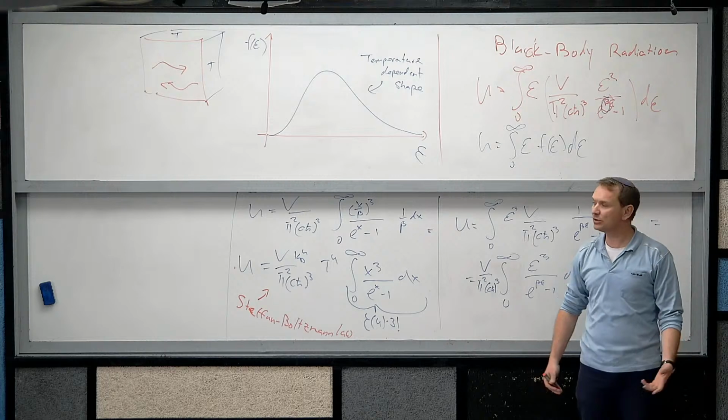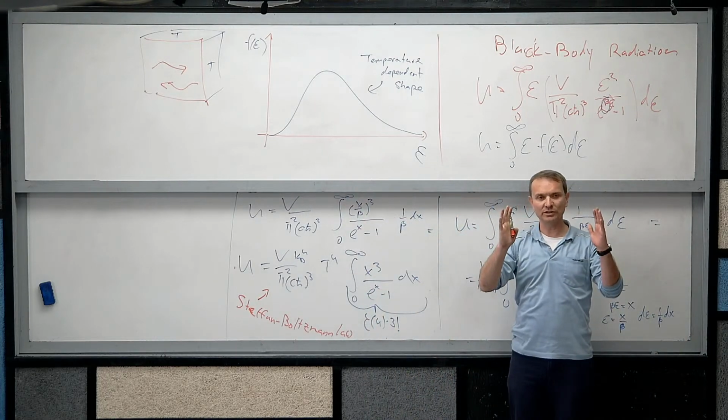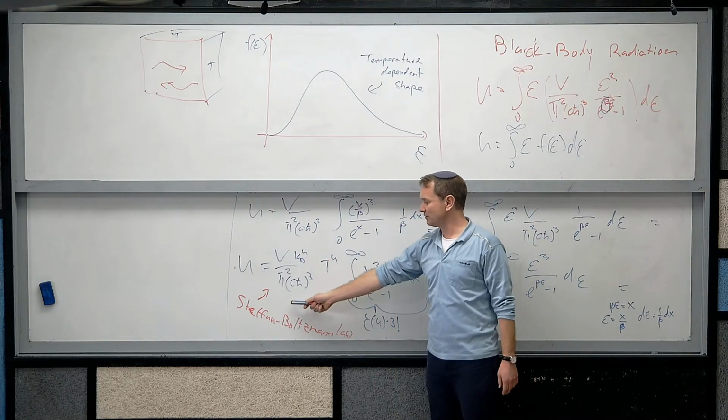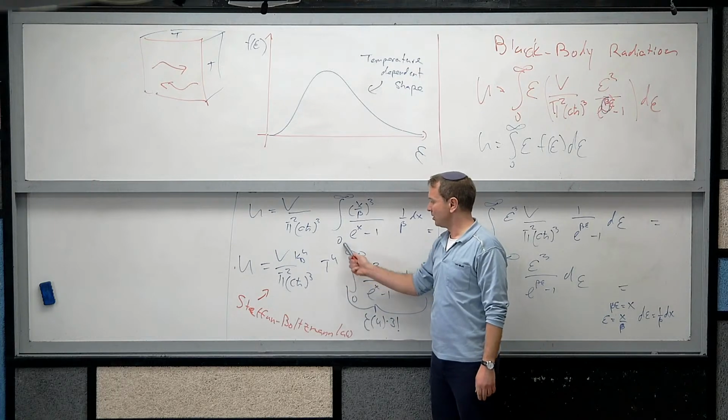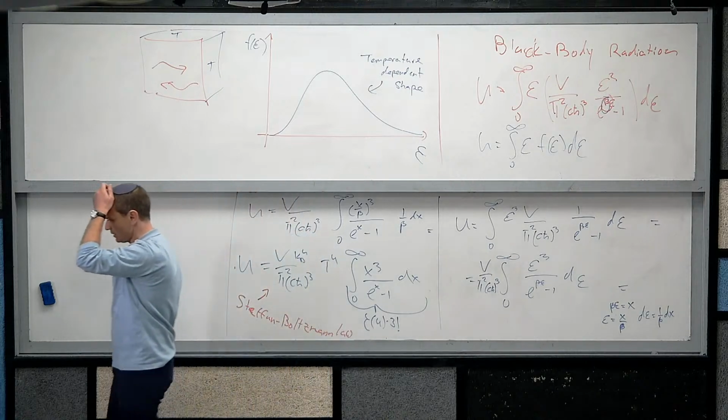So we don't even need to measure the exact spectrum. We can measure the average energy that's emitted from a body, and then by using the Stefan-Boltzmann law, we can obtain this value t to the fourth.